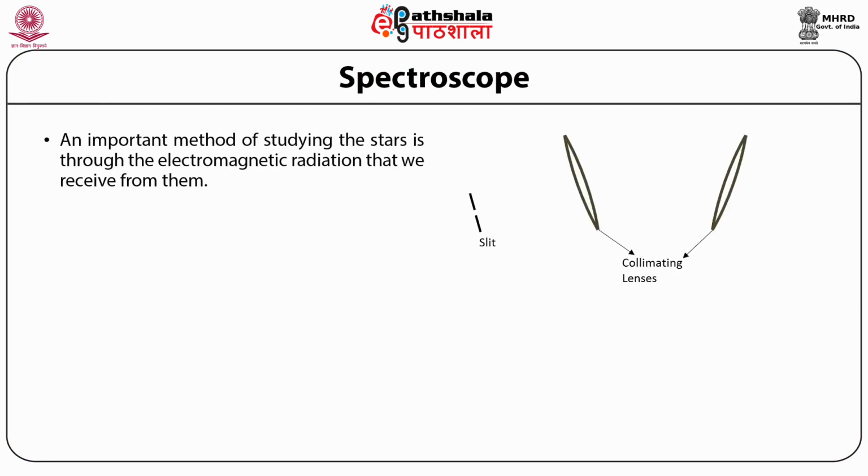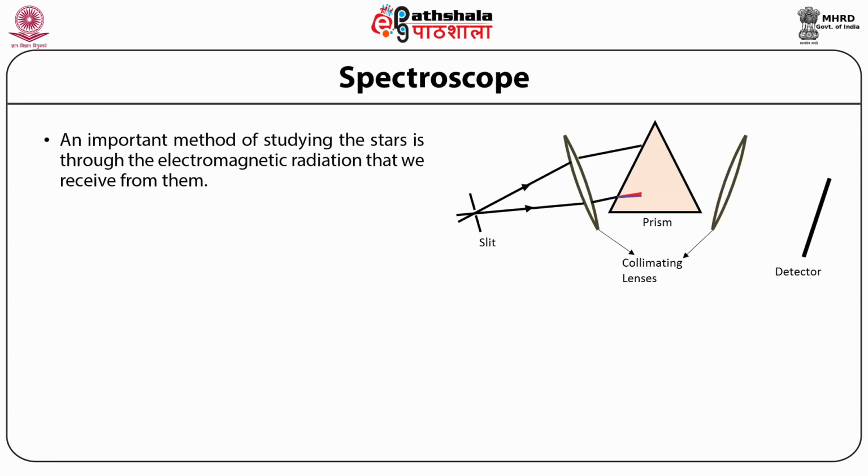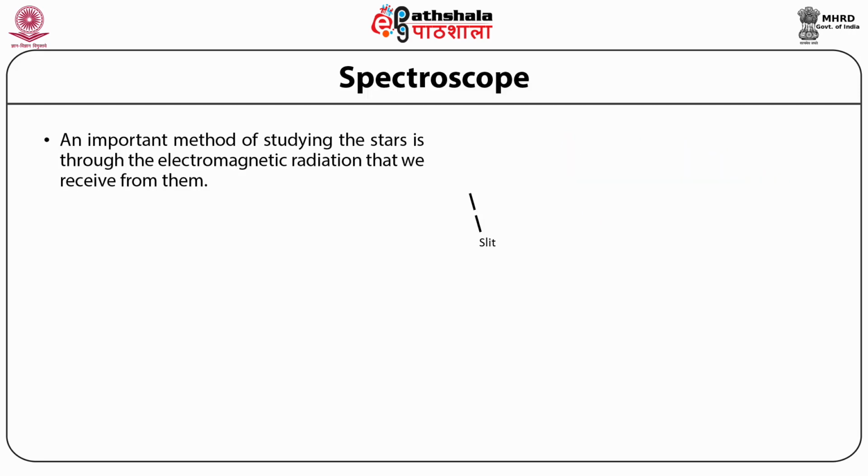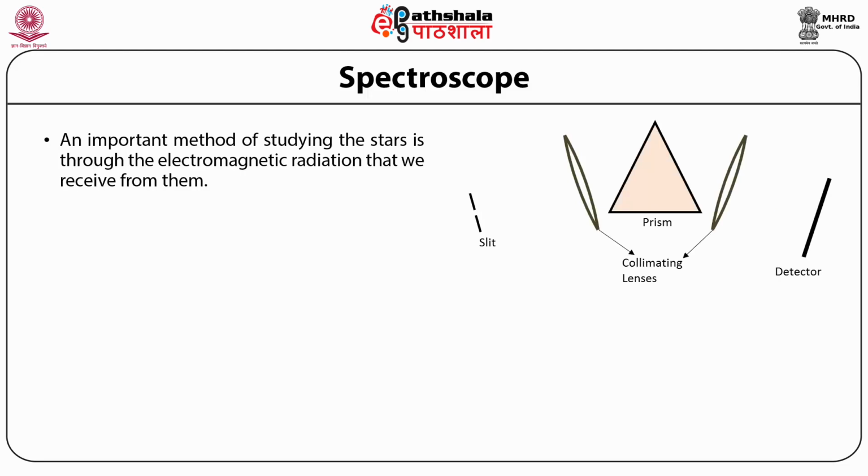Spectroscopy is an important method of studying the stars, through the electromagnetic radiation that we receive from them. So, an analysis of the spectra of stars can provide information not only about the layer from which the radiation is emanating, but also about the internal constitution of stars, their atmospheric structure, and their geometric properties, such as whether they belong to spectroscopic binary groups.